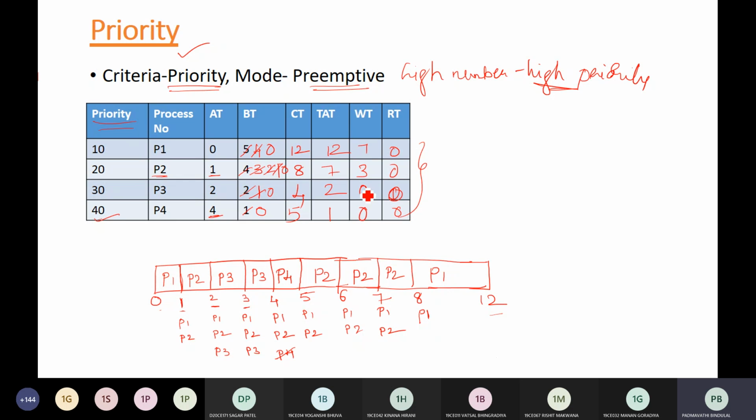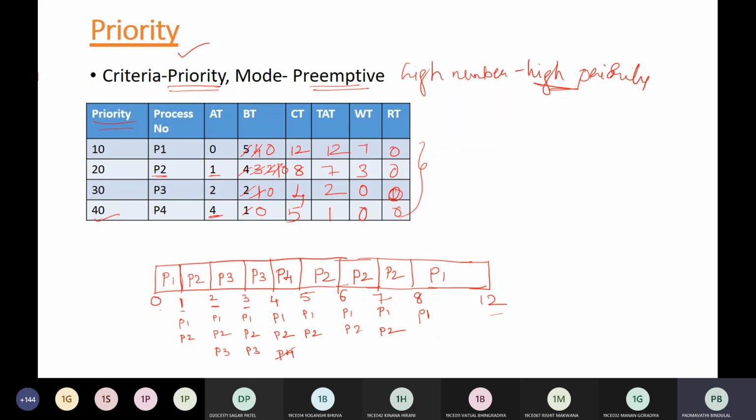So you see response time here, it is quite minimized. That means as and when the processes came, if it is having high priority, then that process is given importance and you are executing that particular process. Again, whenever you have two processes having same priority, go with the arrival time. Whichever is having the least arrival time, go with that one.